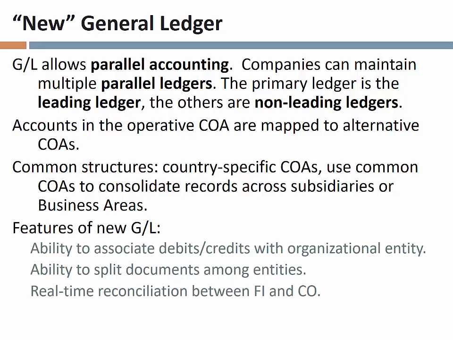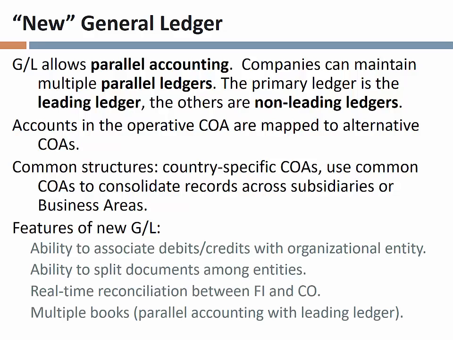So this new general ledger gave us lots of different features. It gave us the ability to associate debits and credits with organizational entities, which means this says it facilitated cost accounting. It let me split documents. It let me have real-time reconciliation between financial accounting and cost accounting. And it supported this whole idea of parallel accounting with general ledgers.